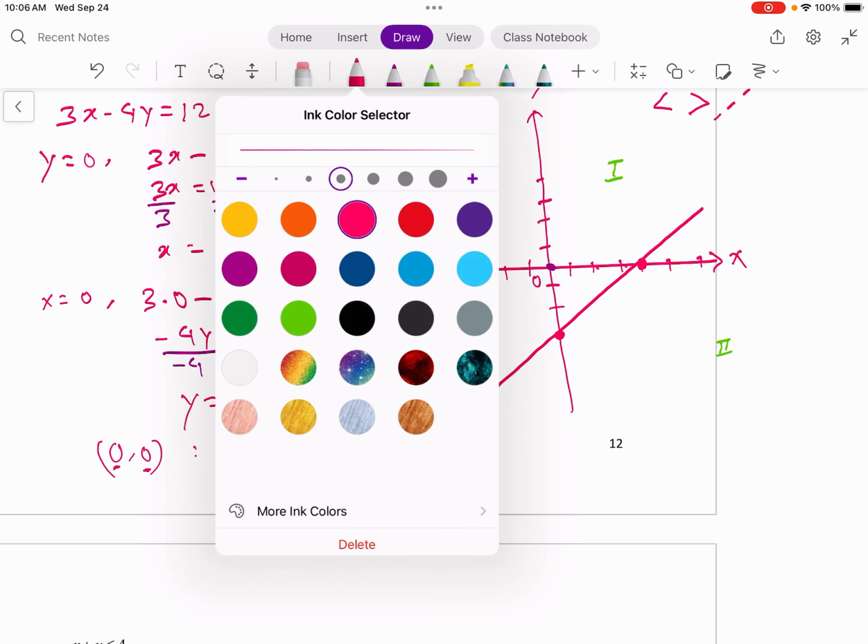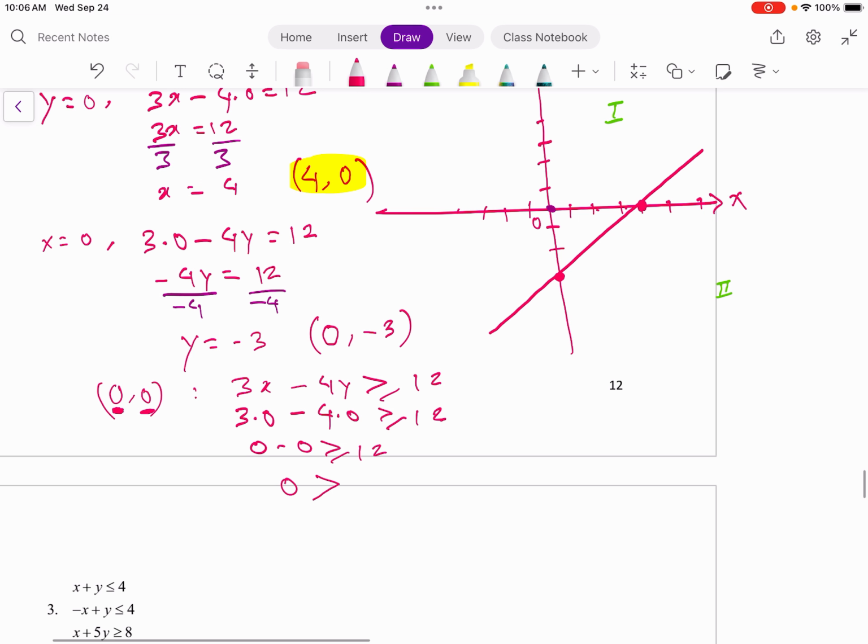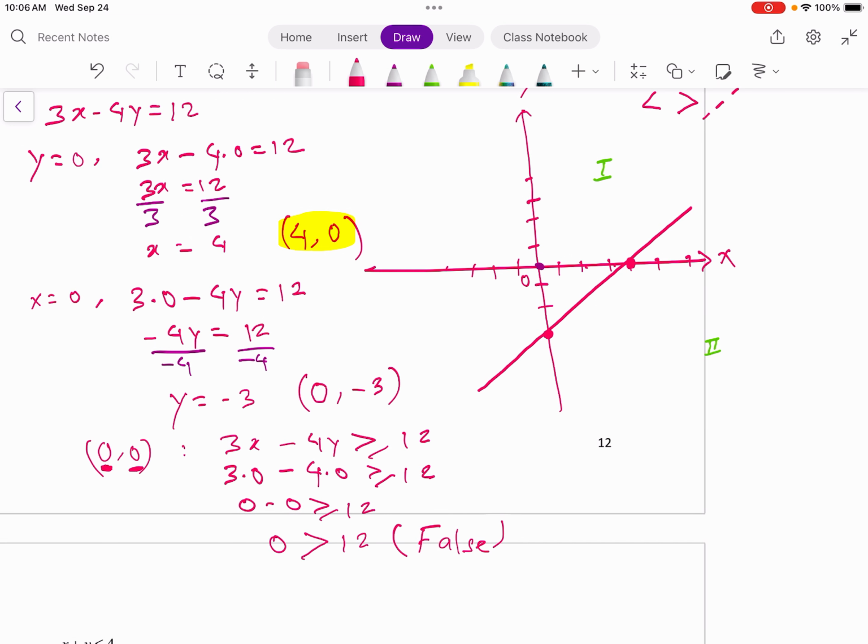We replace x by 0 because the x coordinate of this testing point is 0. Then we replace y by 0, so 3 times 0 minus 4 times 0 is greater than or equal to 12. So this is 0 minus 0 greater than or equal to 12. Now we have 0 is greater than or equal to 12. Is it true or false? This is not true, this is false, right? It means our testing point is in region 1, so every point in region 1 is not a solution.